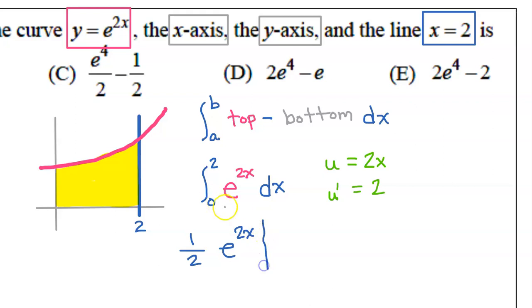Let's apply the limits of integration from 0 to 2. So this means that we need to find the value at 2 minus the value at 0. When I have a constant, I like to leave the constant out front. Just personal choice. I could repeat this 1/2 minus 1/2, but I like to leave it out in the front. So this is the value at 2 minus the value at 0.